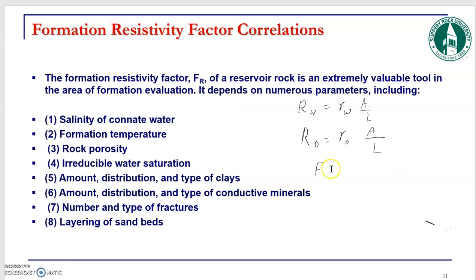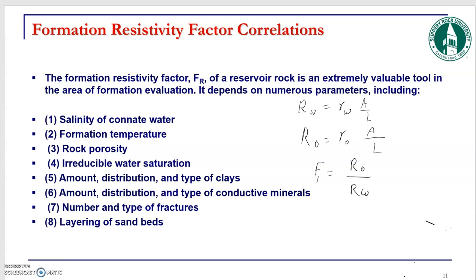So it's RO over RW, and this is called formation resistivity factor. It's an important parameter, and the value of formation resistivity factor is always greater than 1. The reason is that the formation resistivity factor is the ratio of the resistivity of a rock 100% saturated with water divided by the brine resistivity.